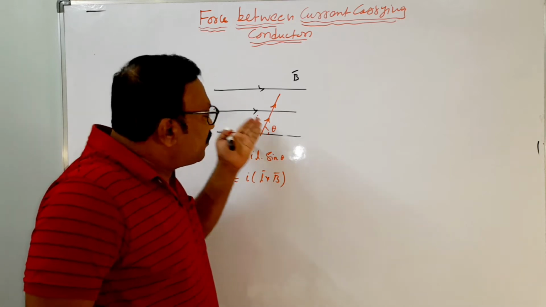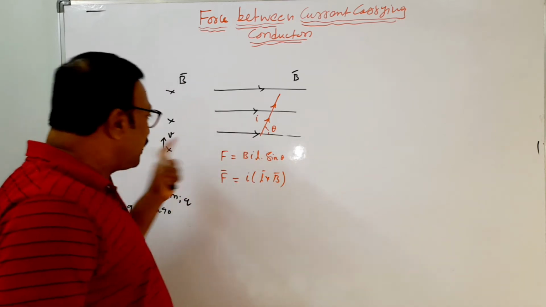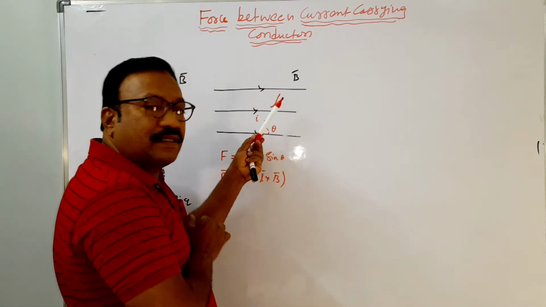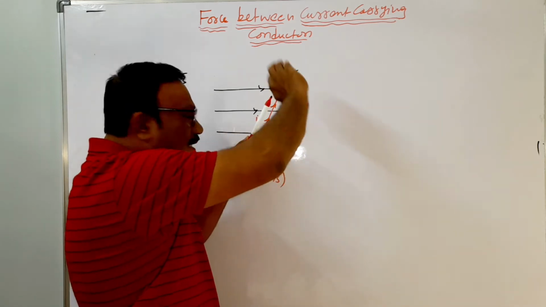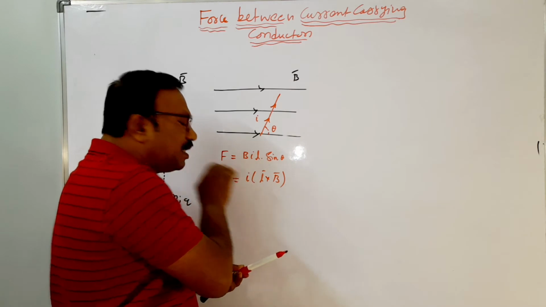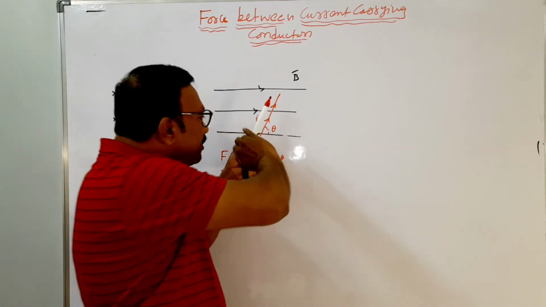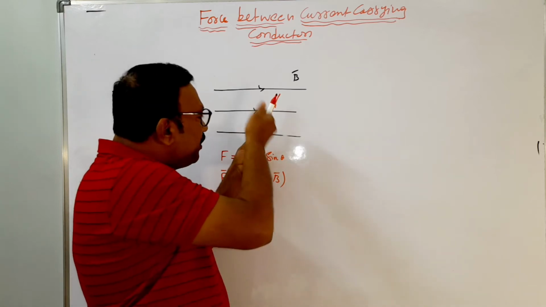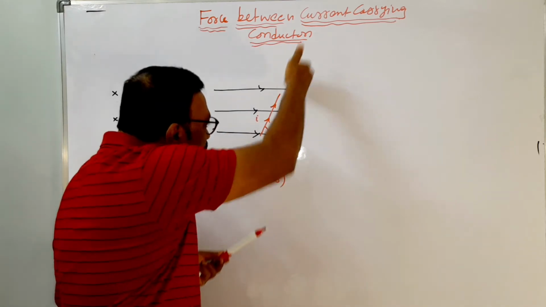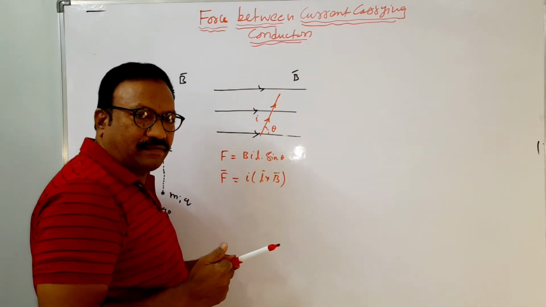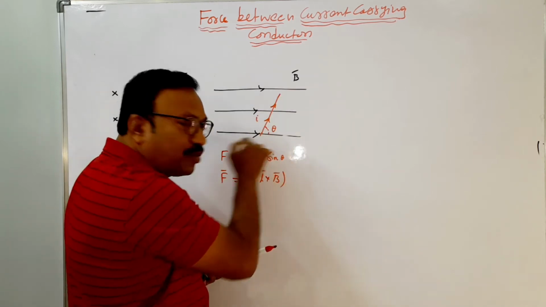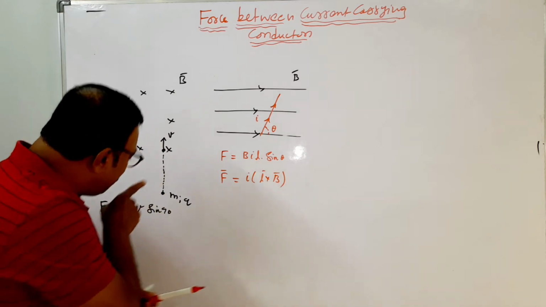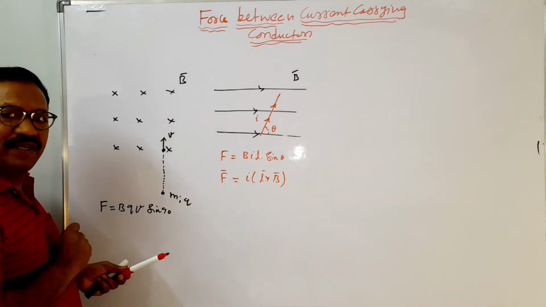Now, how does this force exist? These two are interrelated. What is a current carrying conductor? Current flowing like this means a flow of charge, since current is the rate of flow of charge. Electrons are flowing inside this conductor, opposite to the direction of current. Electrons are charged particles, and charged particles will experience force in a magnetic field.